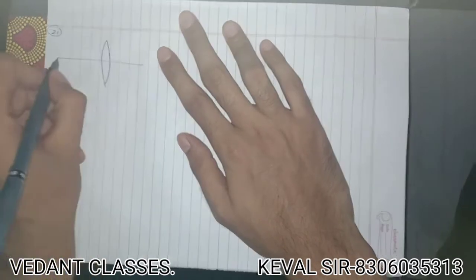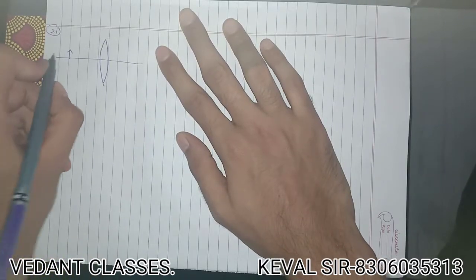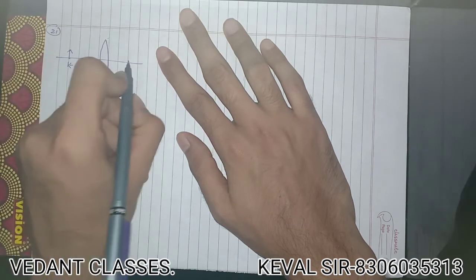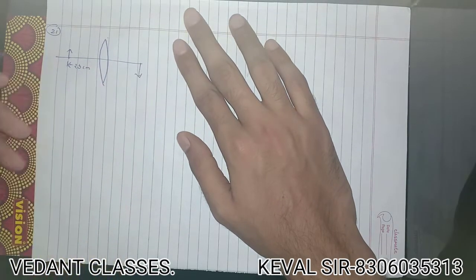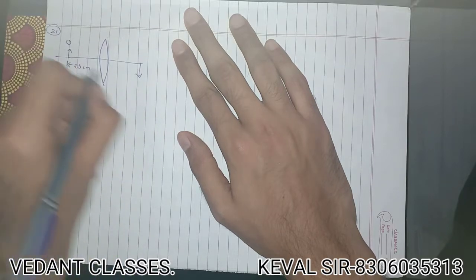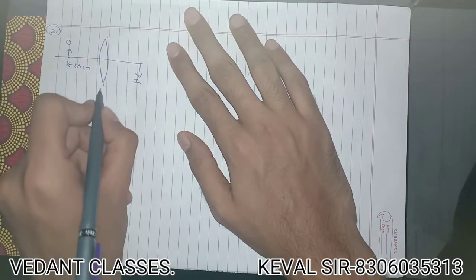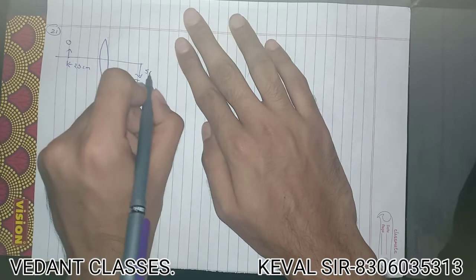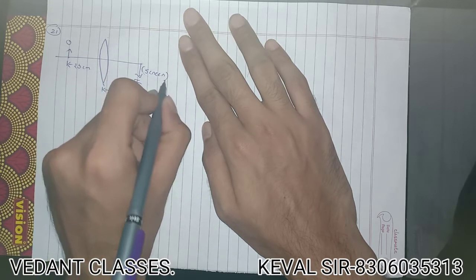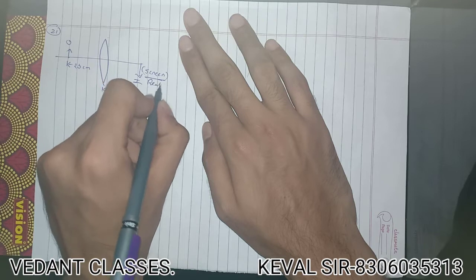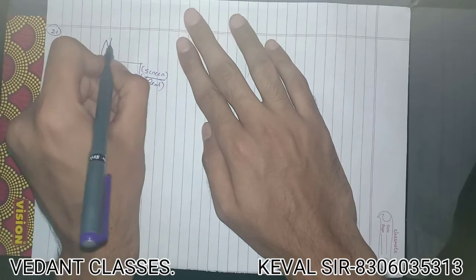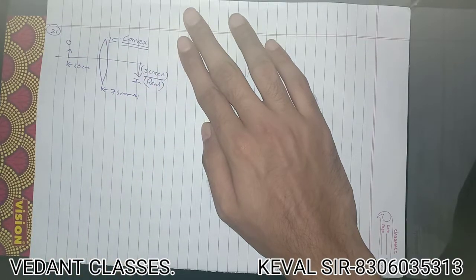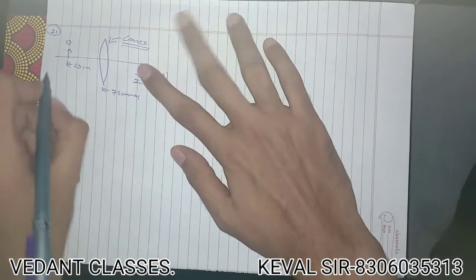Okay, so the candle is placed at 25 centimeter, and on the other side the image is obtained. This is the object and this is the image that is obtained at 75 centimeter, and this image is obtained on the screen. As it is obtained on the screen, the image is a real image, and that is the reason we have considered the convex lens over here.